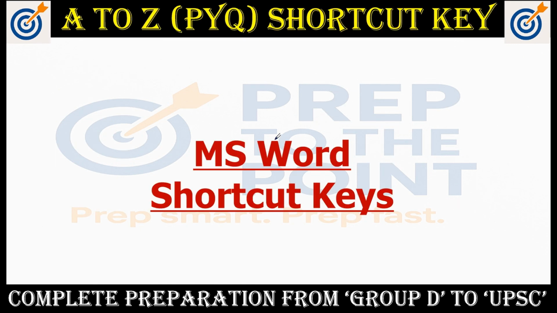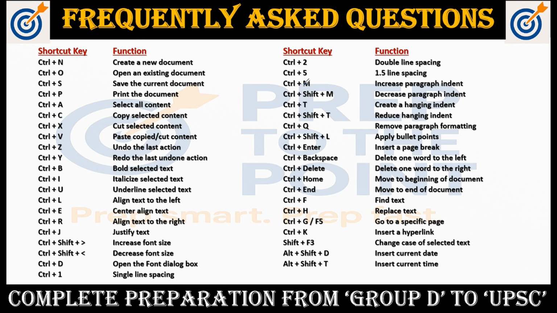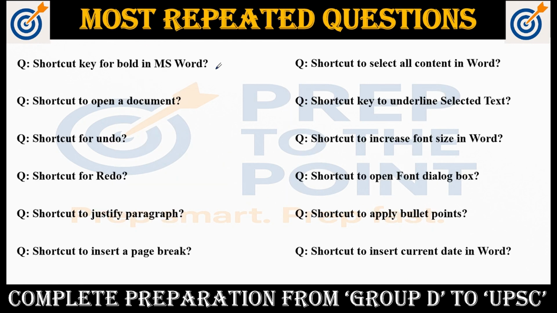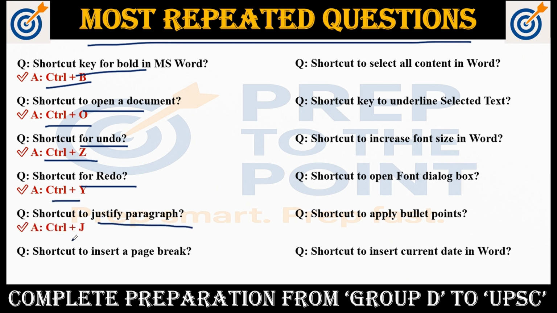Next, MS Word shortcut keys. Here are the shortcut keys which are frequently asked in competitive exams, and these are most repeated questions. Shortcut key for bold in MS Word: Control B. To open a document, Control O. For undo, Control Z. For redo, Control Y.